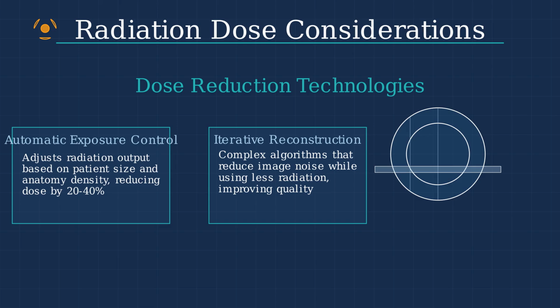Iterative reconstruction algorithms process image data multiple times to reduce noise while using lower radiation doses. This advanced processing can maintain or even improve image quality while reducing exposure. This algorithm starts with a noisy, low-dose image and progressively refines it through multiple computation cycles, resulting in a clearer image without additional radiation.